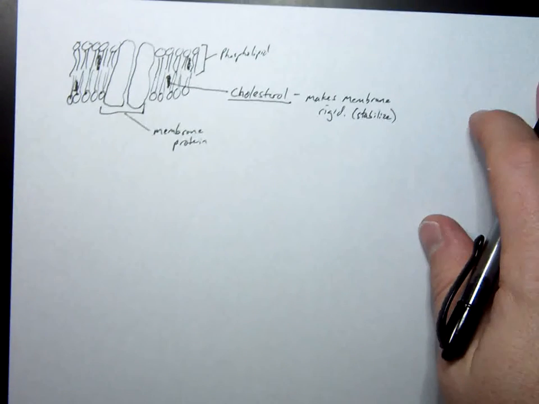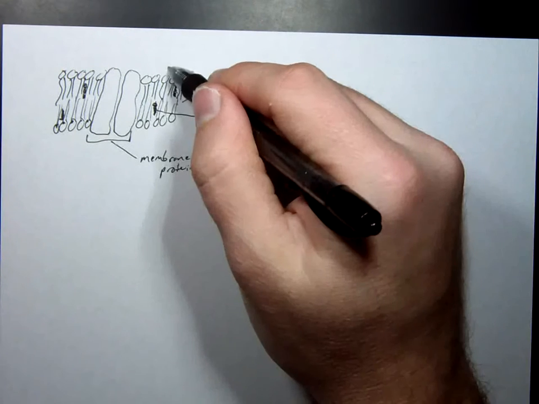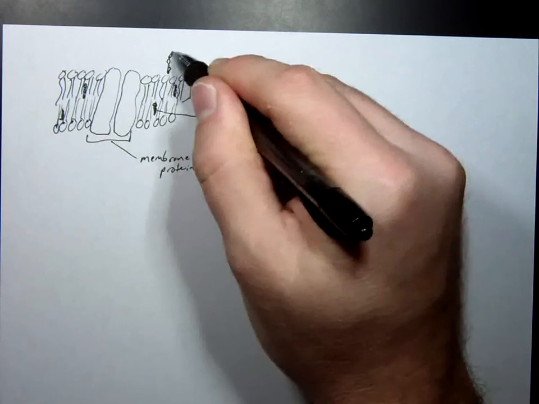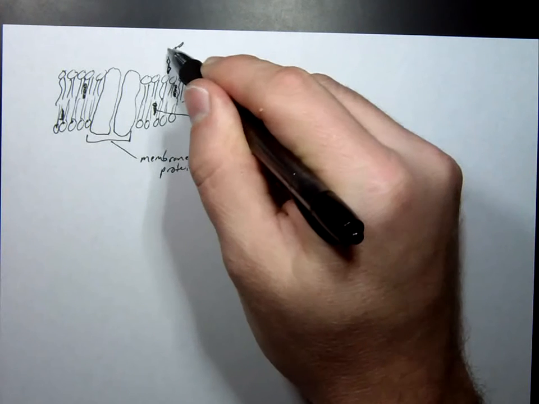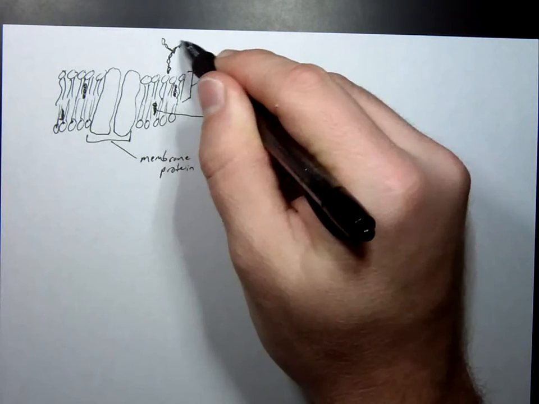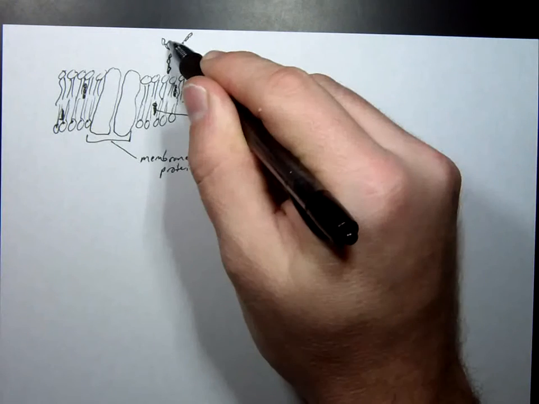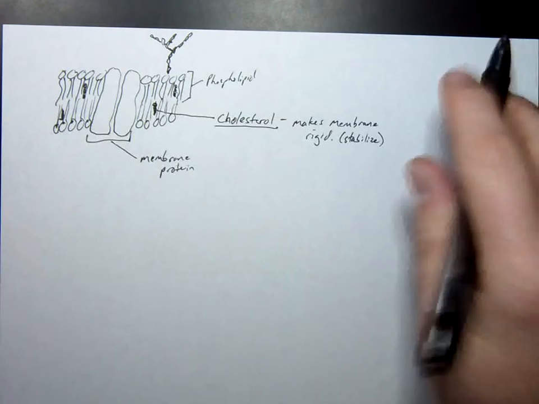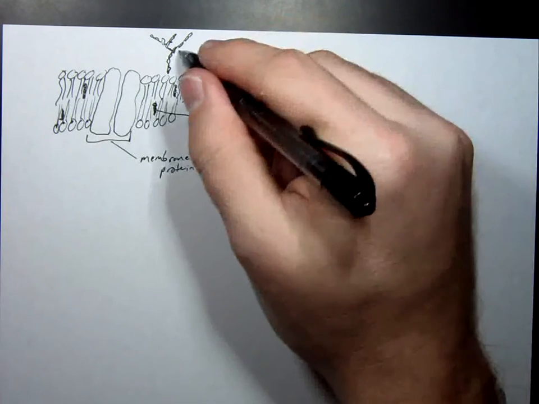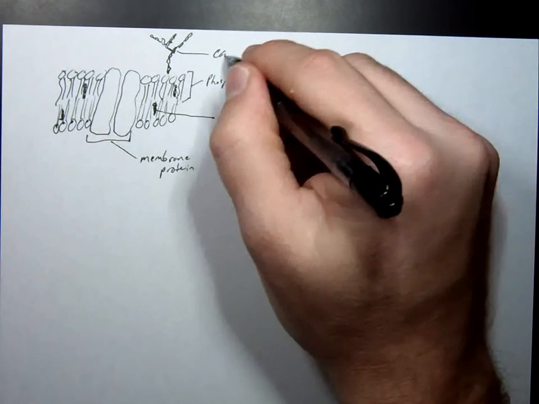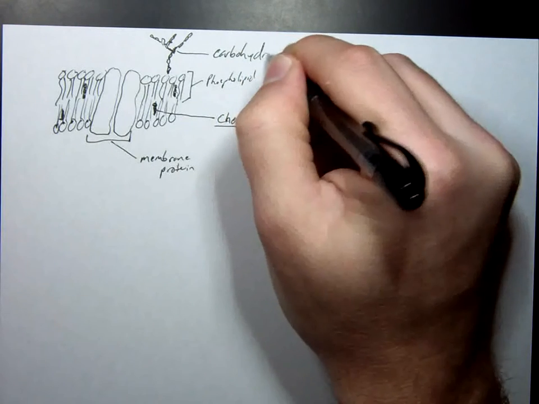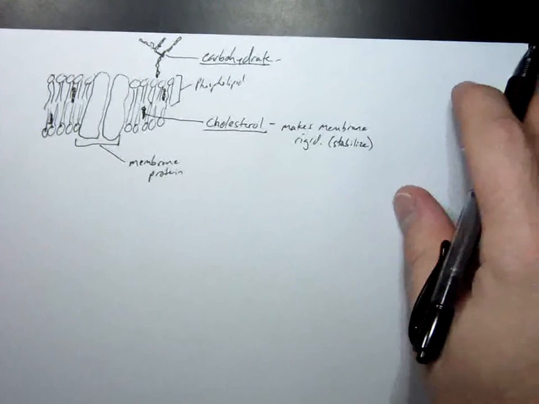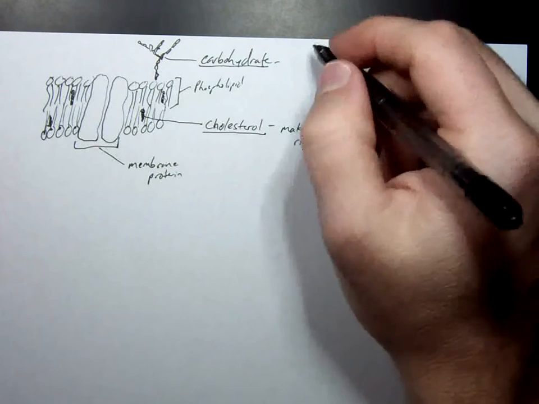Now, I'm going to add a few of these chains to the outside here. And these can do a number of different things. Kind of look like a weird tree hanging out there, a few branches coming off of it. That right there is what? Carbohydrate. Yeah. Carbohydrate. This thing is responsible for a couple different things.